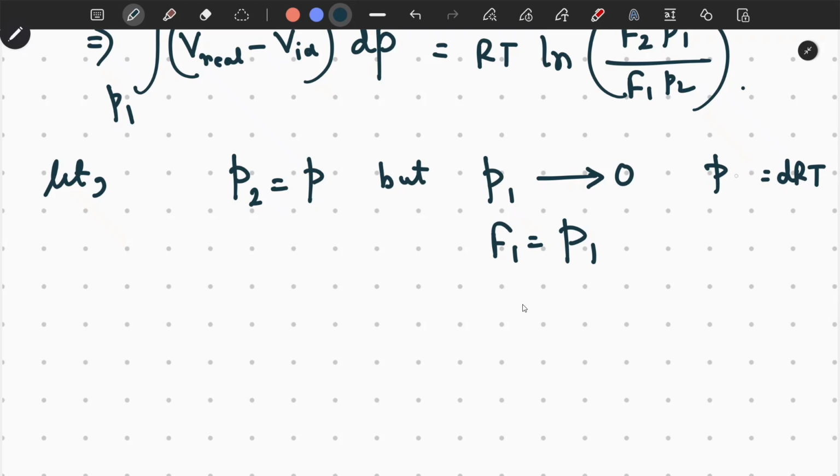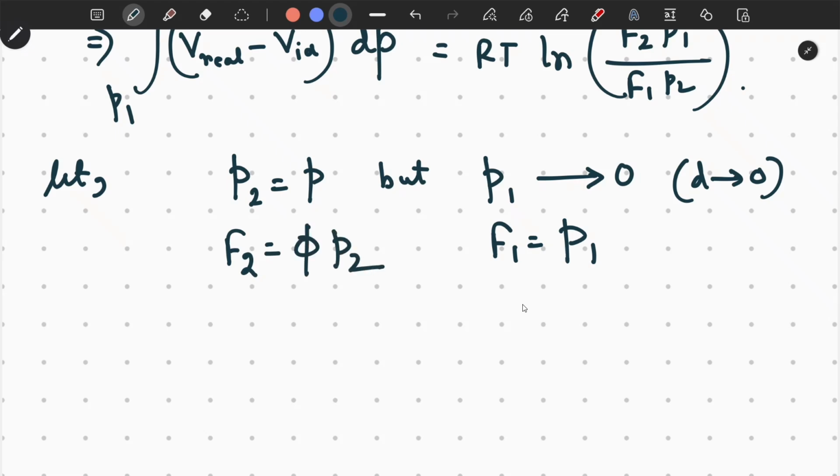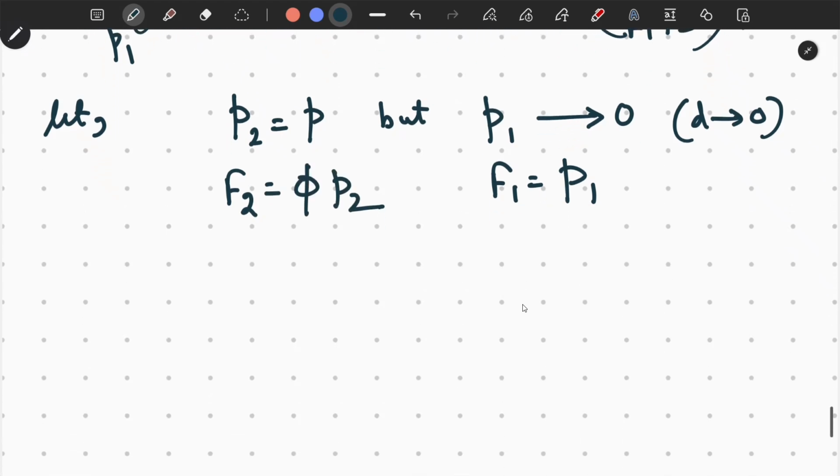Correct? PV equals nRT, where M is... dRT. Do you know this? Yes, so it is directly proportional to density. That's why low pressure means very low density. That's why you can write F1 equals P1. But in case of F2, you have to consider phi P. Obviously, you have to consider that.